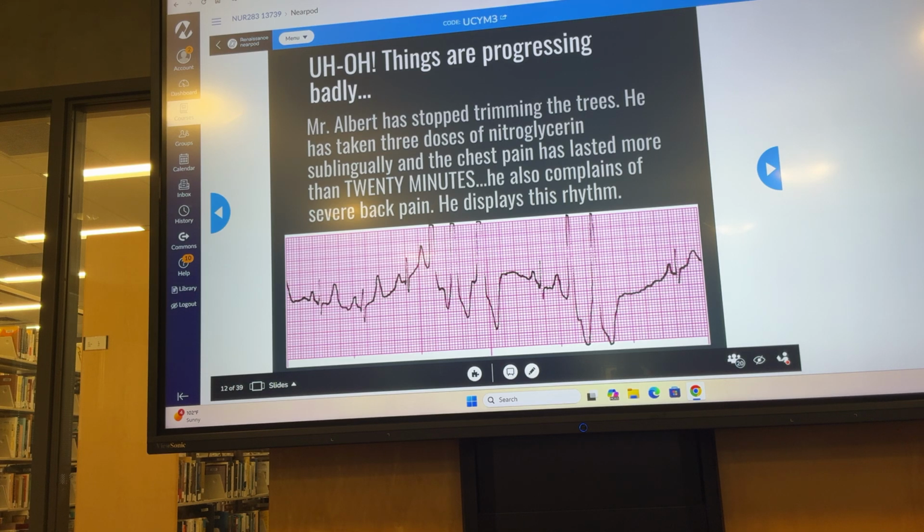Okay, and then look at what is going on in the scenario, okay? He still has chest pain despite taking sublingual nitroglycerin, despite resting, and it's lasting more than 20 minutes. So what is this progressing into? Okay, possibly, but if you looked at the acute coronary syndrome, what could we say about his angina? Is his angina stable anymore? No, it is unstable. Okay, does that make sense? It's unstable. Okay, questions about PVCs?